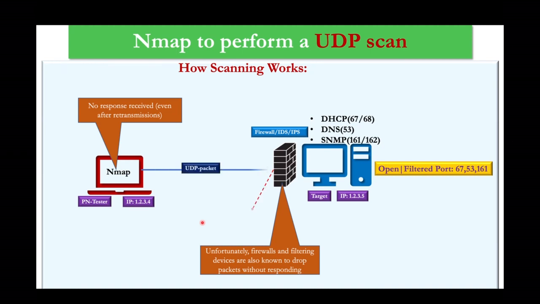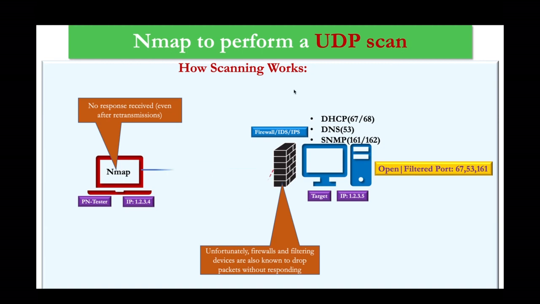When nmap was released, filtering devices were rare enough that nmap could simply assume that the port was open. But the internet is better guarded now, so nmap changed in 2004 to report non-responsive UDP ports as open|filtered instead. So we'll see on the Kali Linux machine how this works, and we'll try to demonstrate it.